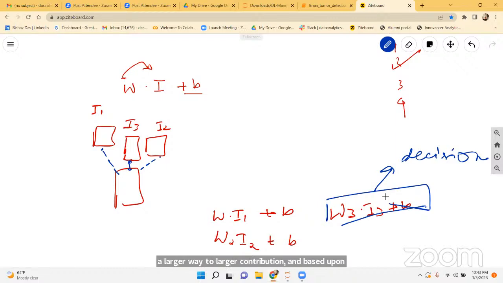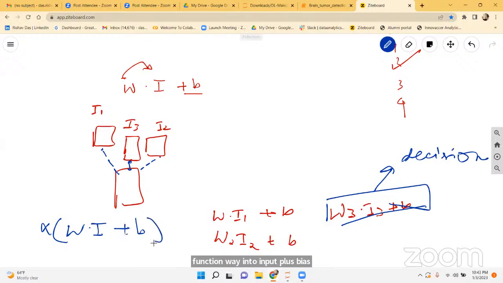So the final formula here is activation function, weight into input plus bias. This is your final formula: activation function, weight into input plus bias. This is one neuron formula. Like this you will have multiple neurons. Whichever gets activated, you utilize that information. So using this, you go ahead and train your entire model. This is how our brain works.